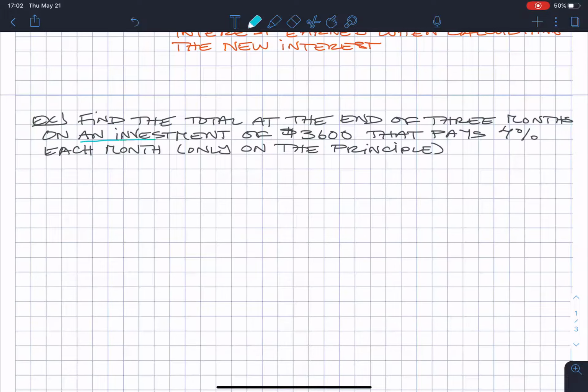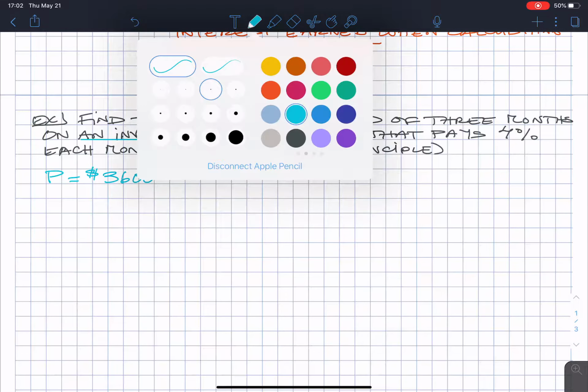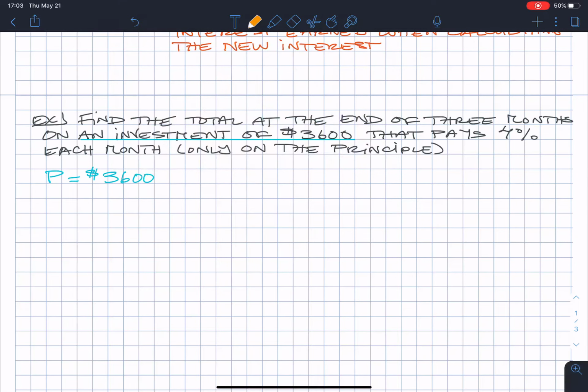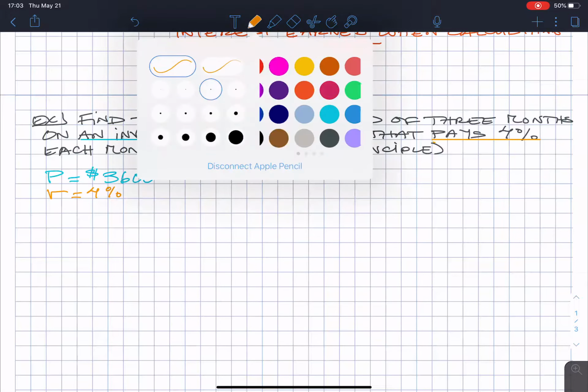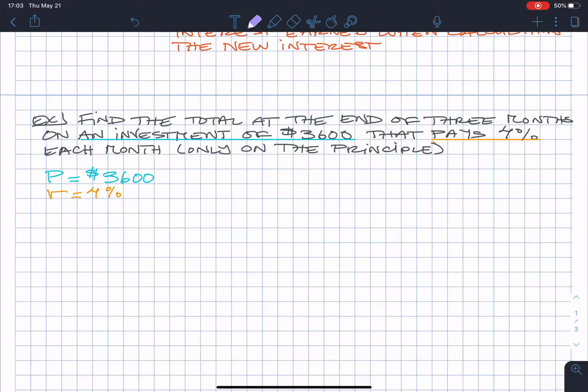So an investment of $3,600. So my principal P, what I invest, is $3,600. I know the rate, it pays 4% each month. So the rate is 4%. And I want to find the amount after 3 months.